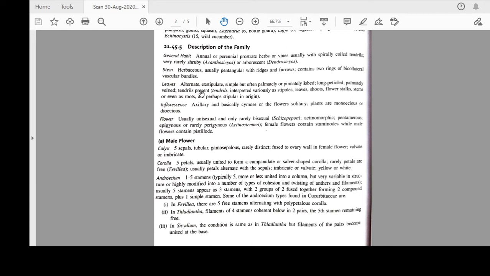Leaves alternate, exstipulate, simple but often palmately or pinnately lobed, long petioled, palmately veined, tendrils present. Tendrils interpreted variously as stipules, leaves, shoots, flower stalks, stems, or even as roots, are perhaps stipular in origin. So tendrils are stipular in origin in Cucurbitaceae. Inflorescence is axillary and basically cymose, or the flowers solitary. Plants are monoecious or dioecious.